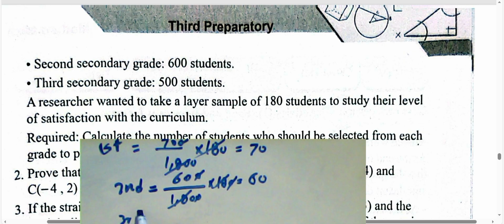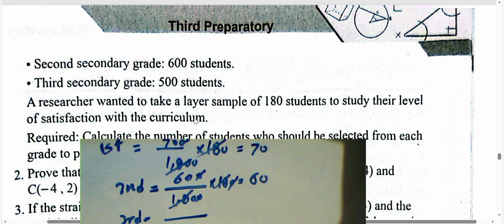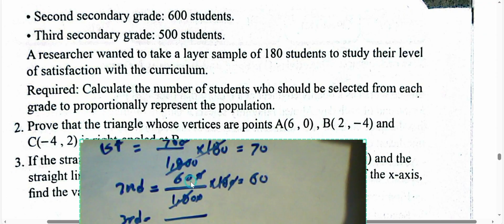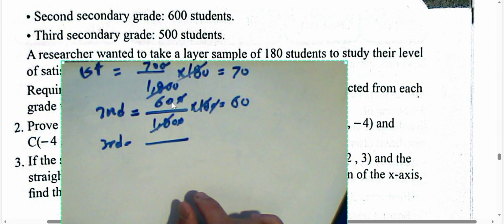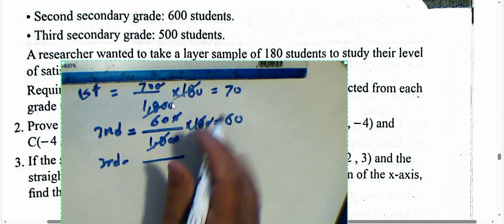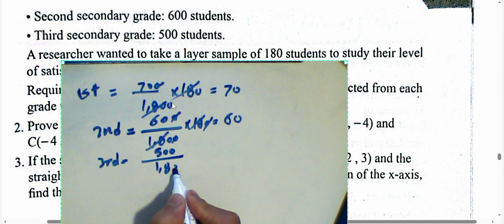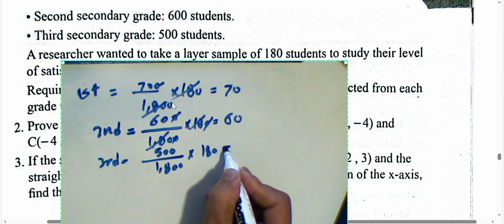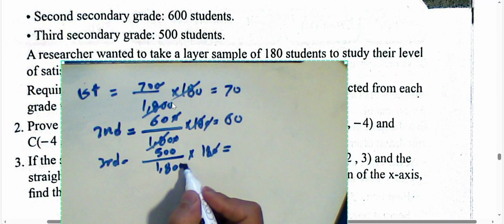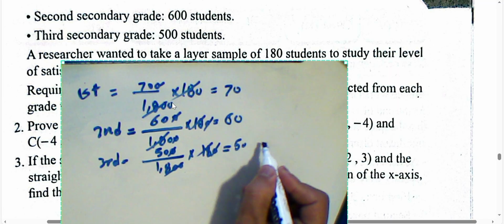At third secondary, we can write the part, 500 over the total number. The part here 500 over the total 1,800, multiplied by the sample volume 180, and then simplify it together. The result will be 50 students.